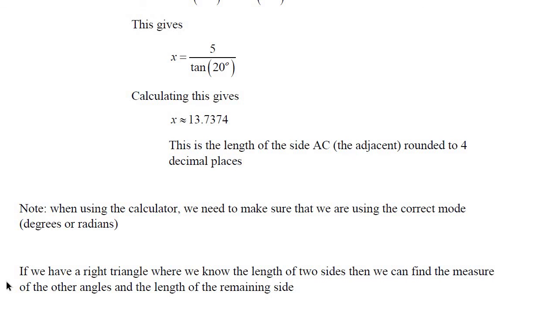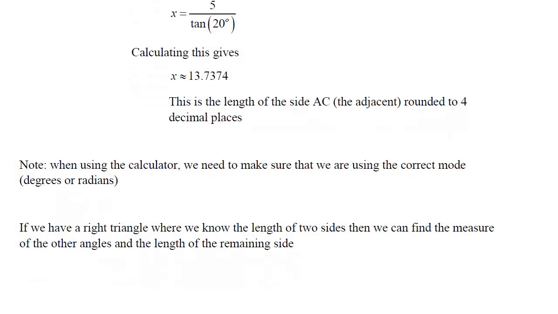Now let's take a look at a different type of problem. If we have a right triangle where we know two sides, then we can find the measure of the other two angles and the length of the remaining side. So let's take a look at an example where we do that.